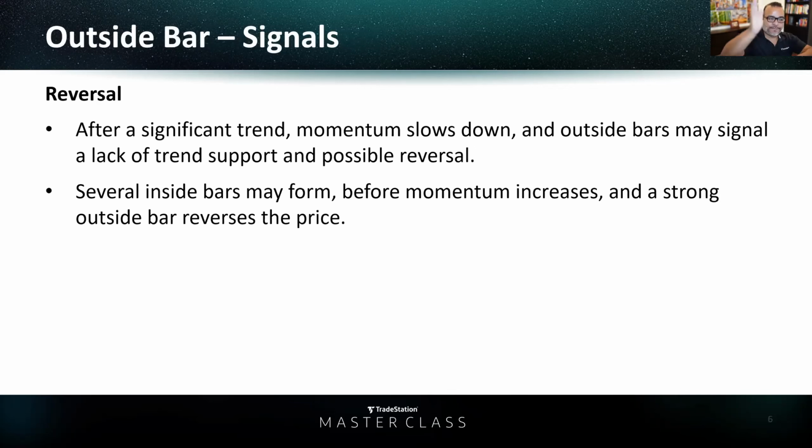After a significant trend, momentum slows down and outside bars may signal a lack of trend support and possible reversal. So you may have a strong uptrend, and all of a sudden you see an outside bar that has momentum that pushes prices upward, but it also has momentum that pushes the prices downward. So it may indicate that we're slowing down and there may be a possible reversal. That's if you have several inside bars before momentum increases and a strong outside bar reverses the price.